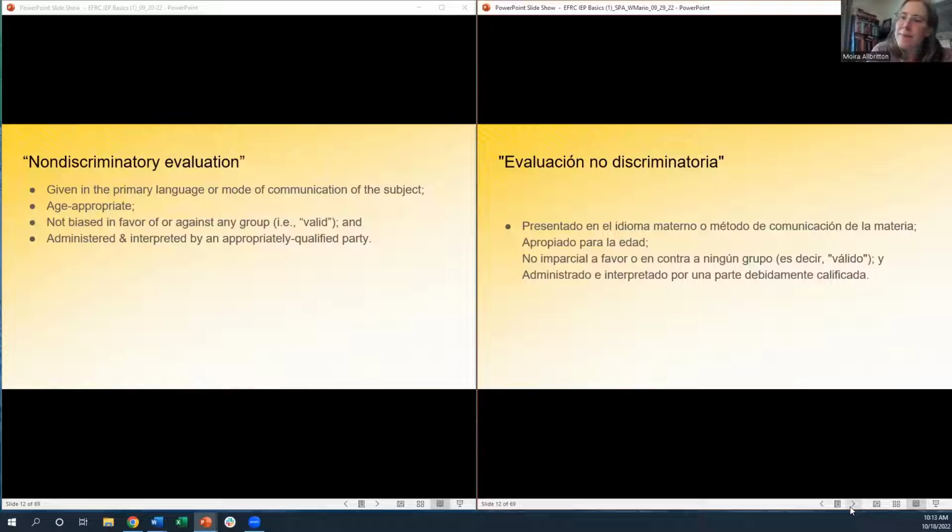We look at using tests that are not biased in favor of or against any group. So this is what we call validity, or that it's a valid assessment. And then the last feature of calling something a non-discriminatory evaluation is that it is administered and interpreted by an appropriately qualified person from the school district. The other thing that you'll sometimes hear is that we will not rely on a single test. So there's no one test that determines eligibility or determines that a student falls into a certain disability category. That too is part of this appropriate evaluation term.